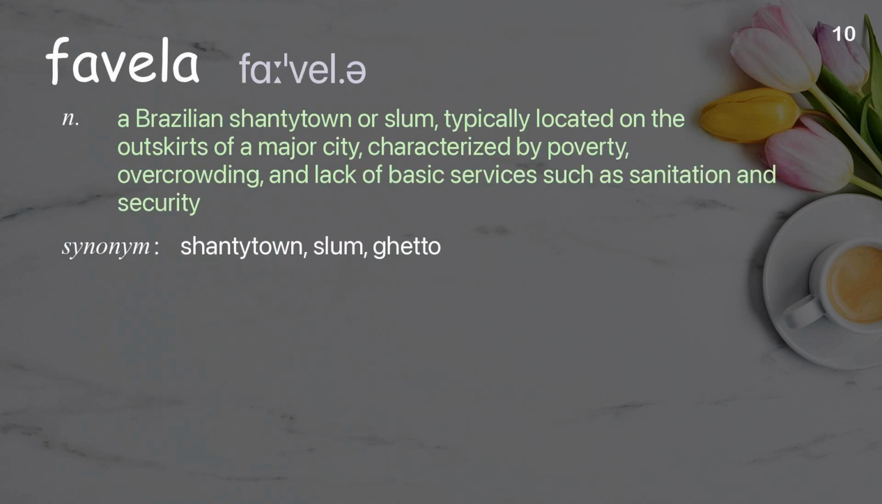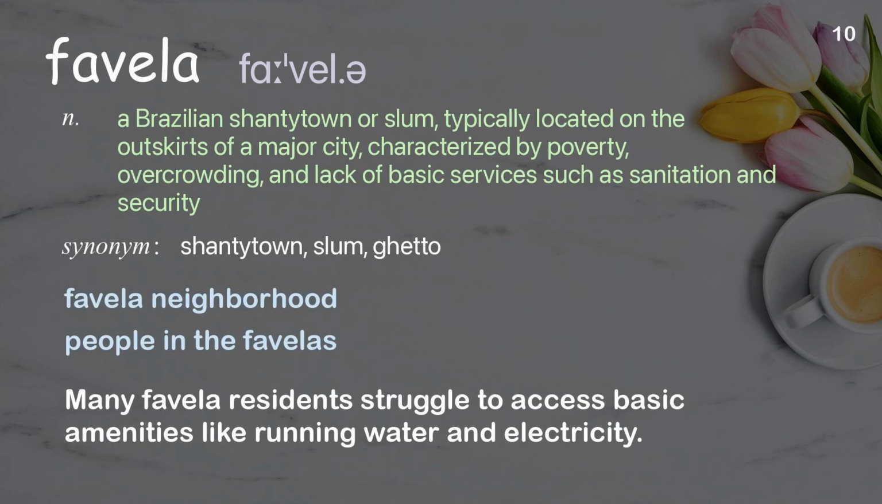Favela. A Brazilian shanty town or slum, typically located on the outskirts of a major city, characterized by poverty, overcrowding, and lack of basic services such as sanitation and security. Examples: Favela neighborhood. People in the favelas. Many favela residents struggle to access basic amenities like running water and electricity.